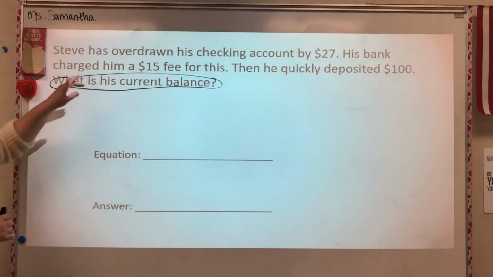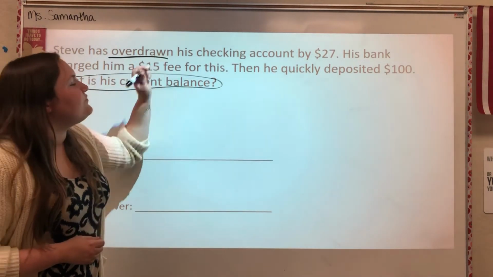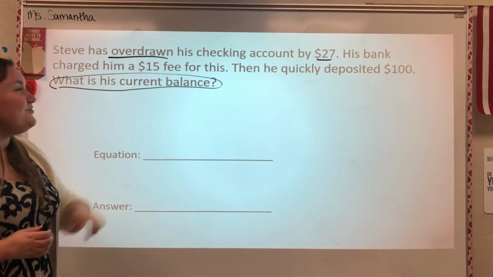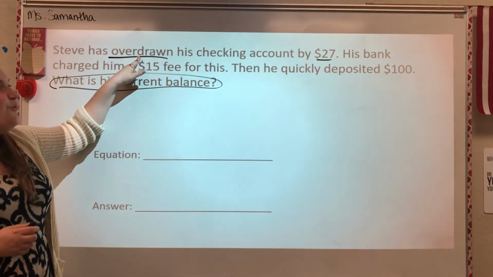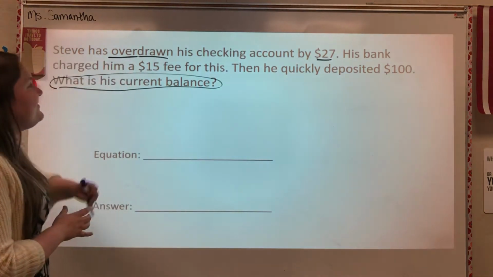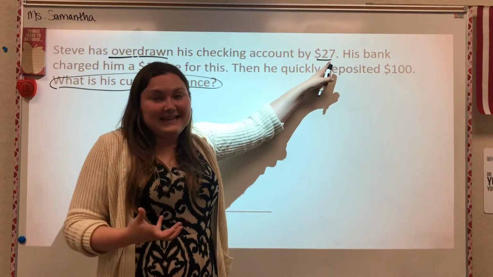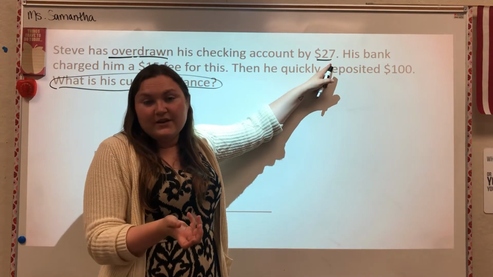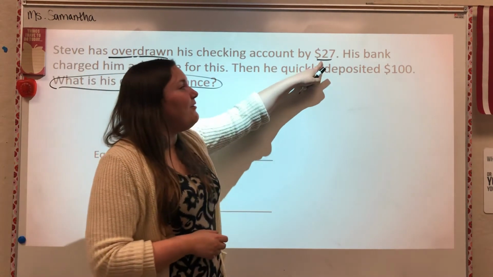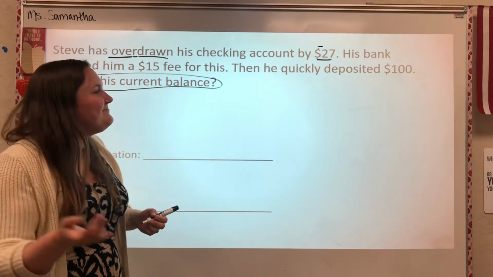So the first part, Steve has overdrawn his checking account by $27. That word overdrawn there is really important because it's telling us something about that $27. Do you know what overdraw means? Well, when you've overdrawn your account, that means you've taken out money that you just don't have. So that overdraw is telling us he did not have $27. That's money he didn't have. It's money he owes. So going back to what we said about negative numbers, what they mean in real life, if it's money you owe, it's telling us that 27 there is negative. It's money he doesn't have.